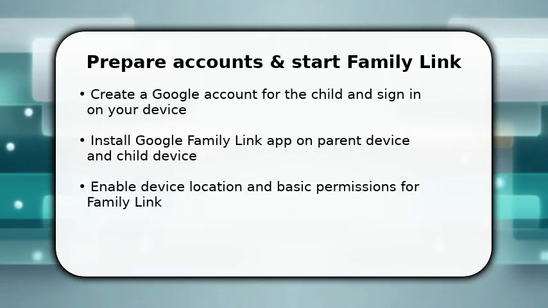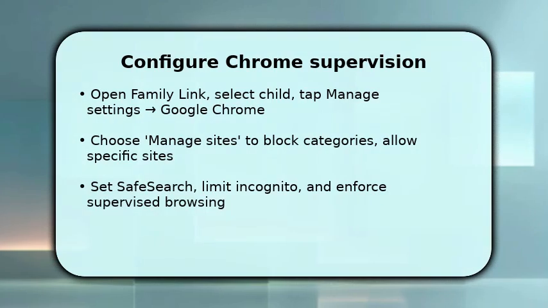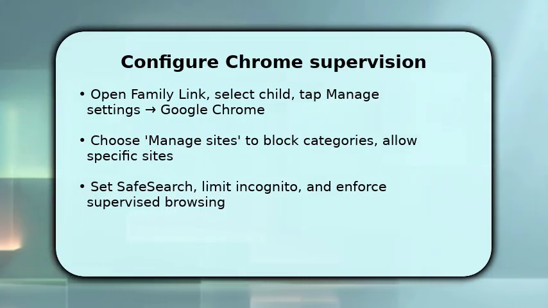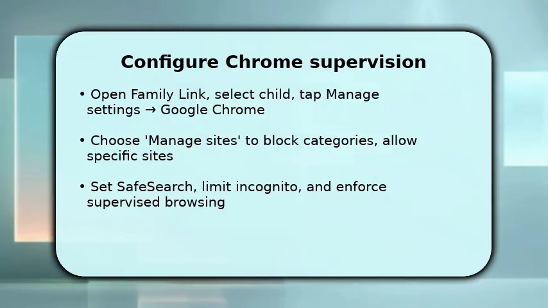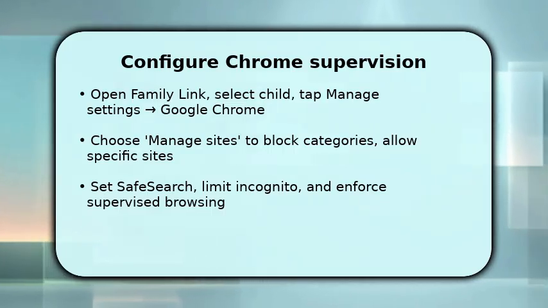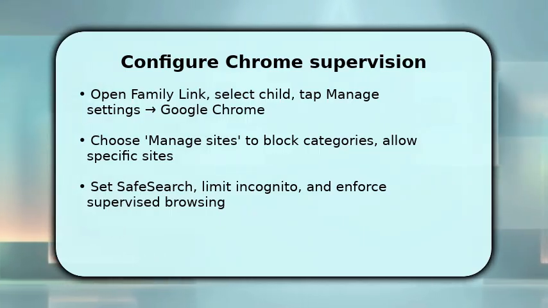Next, dive into Chrome supervision inside Family Link to configure browsing behavior. You select the child profile, go to Manage Settings, then Google Chrome, choose between Allow All, block explicit sites, or Only Allow approved sites. Make sure to enable Safe Search to filter explicit results and disable incognito so browsing history is tracked. Once configured, these settings apply across devices where the child uses Chrome, because Family Link enforces supervised browsing.